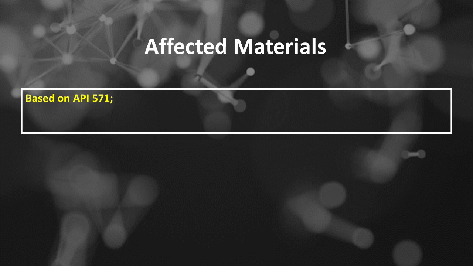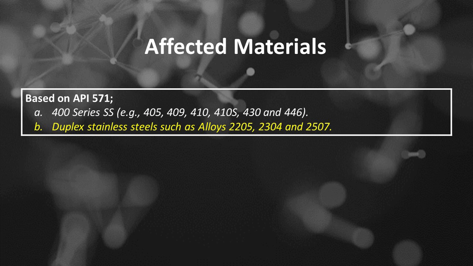885 degrees Fahrenheit or 475 degrees Celsius embrittlement damage mechanisms affected materials based on API 571. The first is 400 series SS, such as 405, 409, 410, 410S, 430 and 446. The second is duplex stainless steel such as alloys 2205, 2304 and 2507.